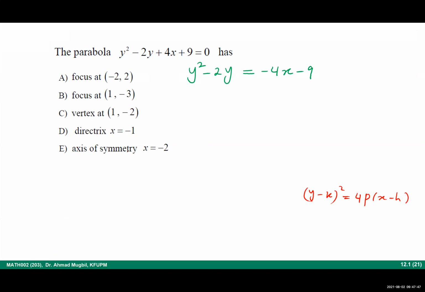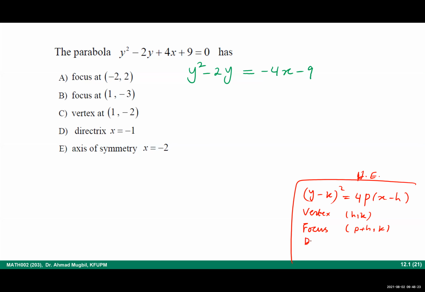Continue working, ya shabab. Yalla. Continue practicing, please. I can help you here by writing all that you can get from this equation. What is the vertex? The vertex will be (h, k). The focus, because this is horizontal, will be (p plus h, k).